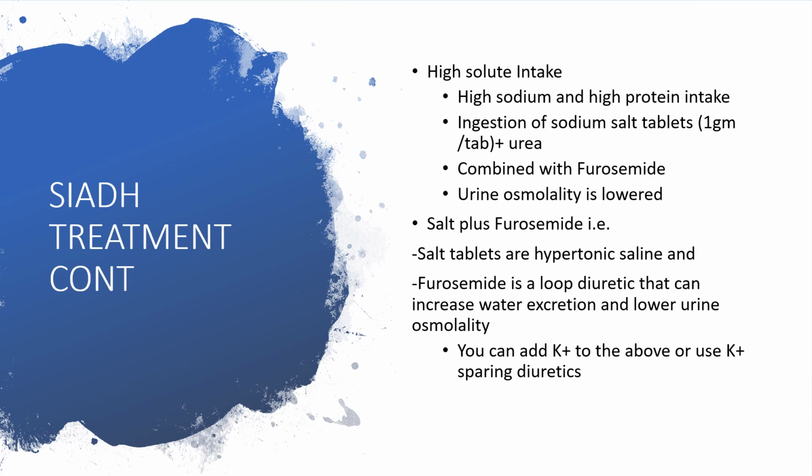Then, when you are using furosemide, be careful with the level of potassium. Okay? So you can have salt plus furosemide, which means you give your sodium tablets that are hypertonic, and you give your furosemide, which is a loop diuretic, a high saline diuretic, that will increase the rate of water excretion and lower urine osmolality. You can add potassium sparing to the above to save the potassium.